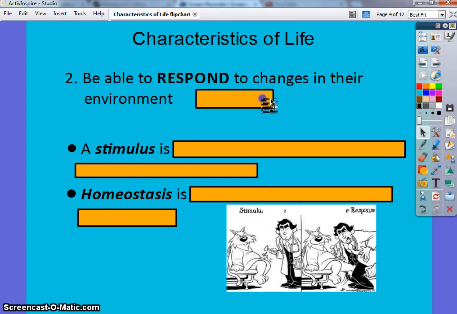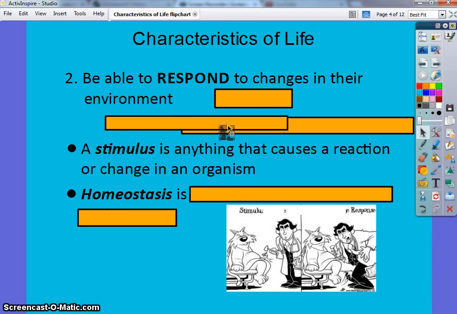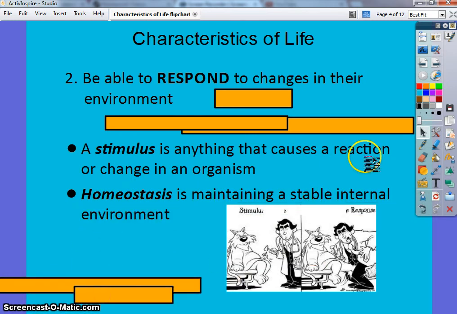Alright, second one is they have to be able to respond to changes in their environment, and this all works off a stimulus response. Alright, so the stimulus is anything that causes a reaction or change in an organism. Okay, so if you look down at the picture, you see that the doctor is hitting the patient's knee, and that's the stimulus. The patient then is responding to that by kicking his leg out. And this whole stimulus response mechanism is all for homeostasis. Alright, and homeostasis is maintaining a stable internal environment.